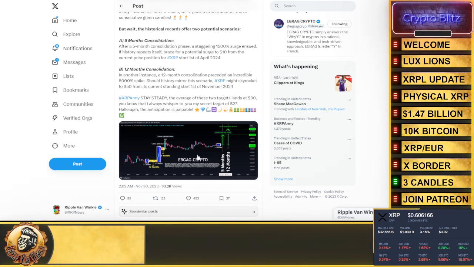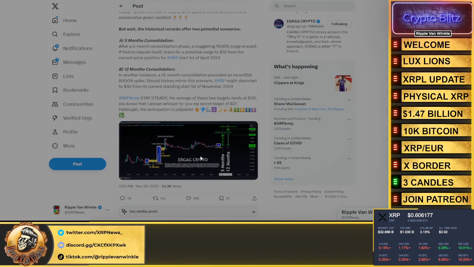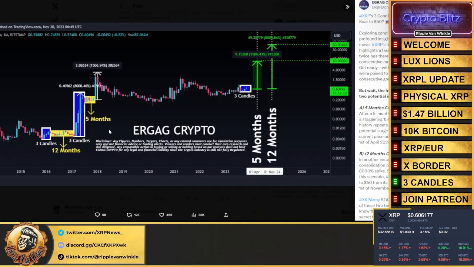If we take the average of both targets, what are we looking at? A $30 XRP. What has Egrag Crypto been whispering and telling everyone, and what have I been covering on this channel? He talks about a $27 XRP. Here's his chart. You can see the moves in the previous on the left-hand side in blue. Three candles, looking at a 12-month move and a five-month move. If these get married, and it looks like the exact same formation is playing out, we are looking at a $10 to $50 XRP with that sweet spot being around $27. I told you my potential all-time blow-off top for XRP this cycle sits around where? Who remembers? $24. That's pretty much in line with Egrag saying 24, 27.